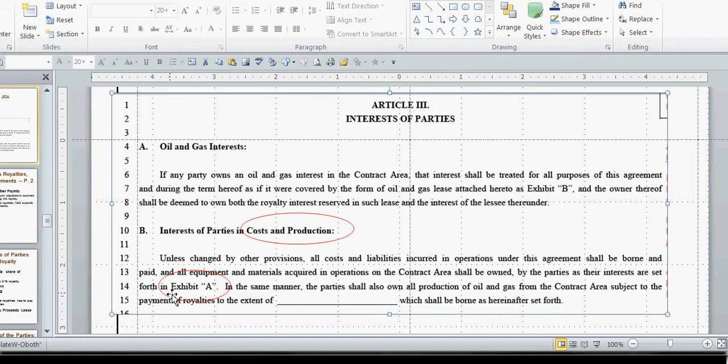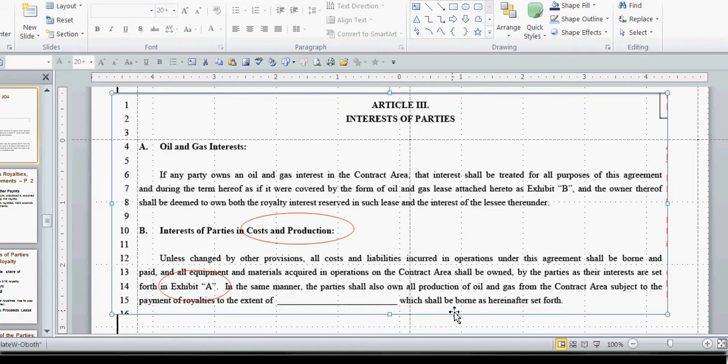Okay, so in this particular example, the Exhibit A is saying 25% each. Okay, we got that covered. In the same manner, the parties shall also own all production of oil and gas from the contract area, subject to the payment of royalties to the extent of, and here we put a fraction, in the example we're looking at it's 1/8, to the extent of 1/8, which shall be borne as hereinafter set forth.